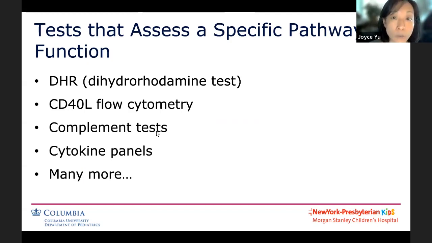We also have tests to look for complement. We look at cytokine panels and many, many other types of specialized tests that can look for specific pathways that may be abnormal, that may not be working so well, and that may help us to better determine how to manage or treat your immune deficiency.